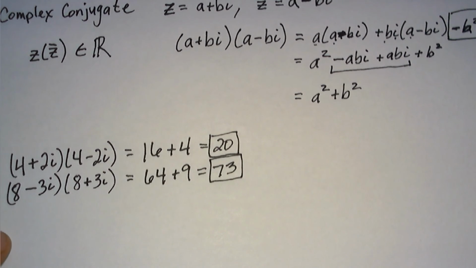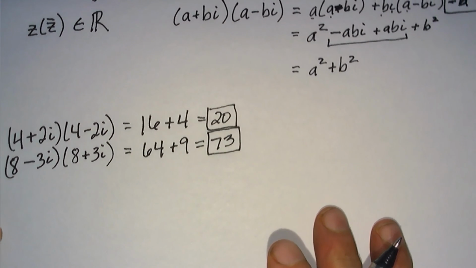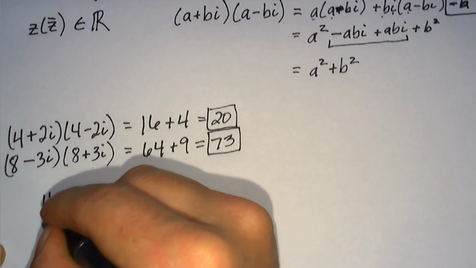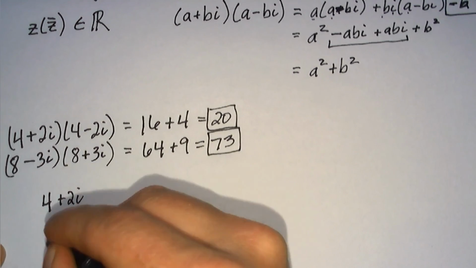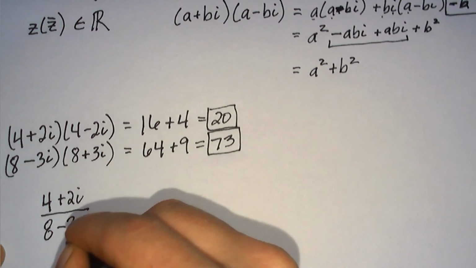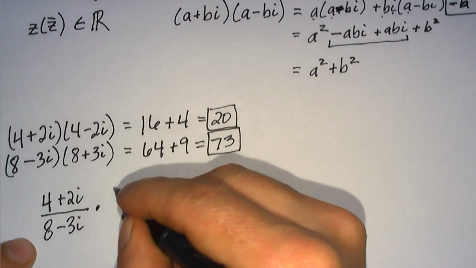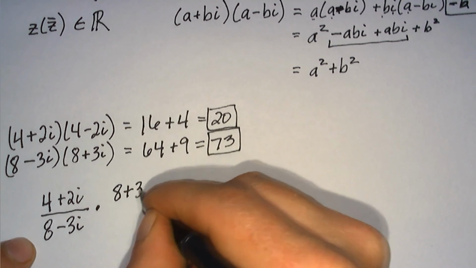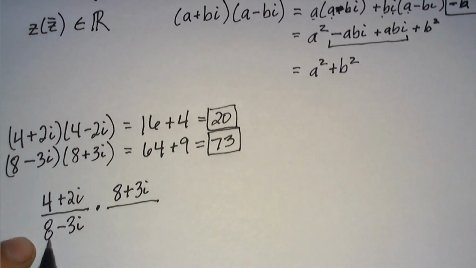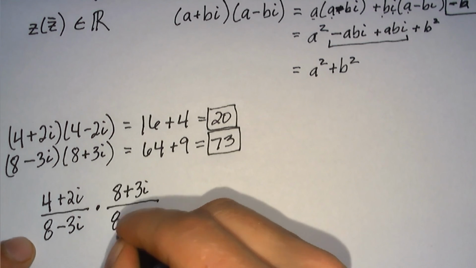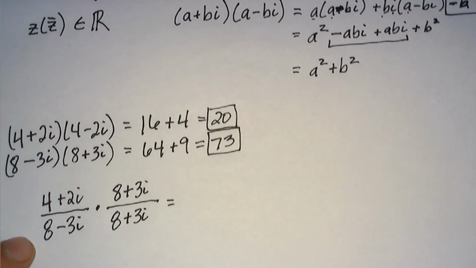Okay, so why do we want to do this? Well, we can do this as a form of division. So when we divide, let's say we're going to divide these two numbers, 4 plus 2i divided by 8 minus 3i. It's kind of like rationalizing a square root. We're going to multiply this by 1, but 1 is going to be in the form of the complex conjugate. So the complex conjugate of 8 minus 3i is 8 plus 3i. So this is going to be 8 plus 3i down here. And now we can multiply this. This sign was different, so let's multiply it again.